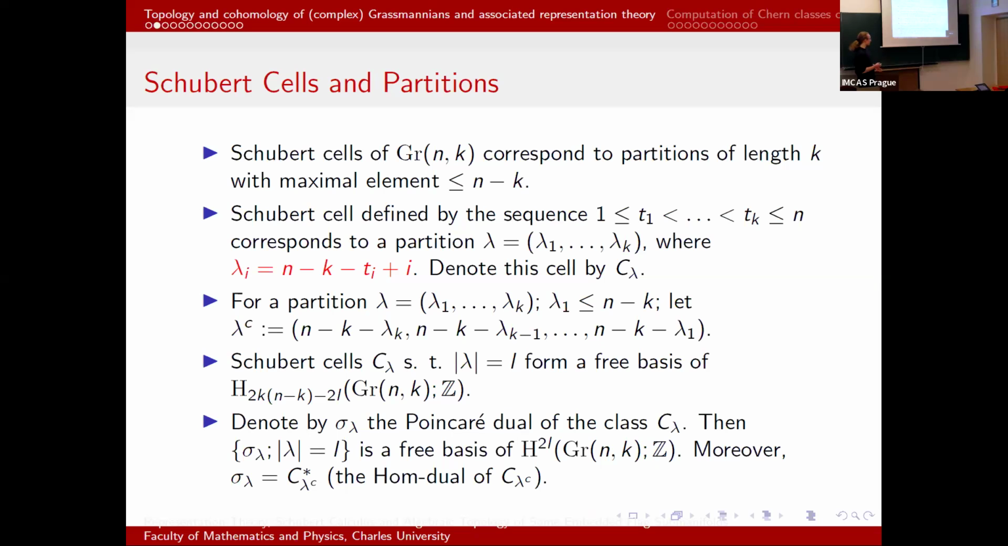This remark is important because when we compute the induced maps in homology and cohomology, the cohomology maps are just the dualizations of the homology maps, and so it's convenient to work with the Hom dual basis. So it's good to have it related to the Poincare duals, because with the Poincare duals we can then express the cohomology multiplication.